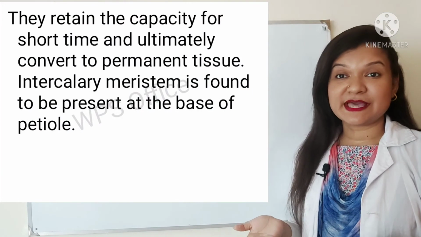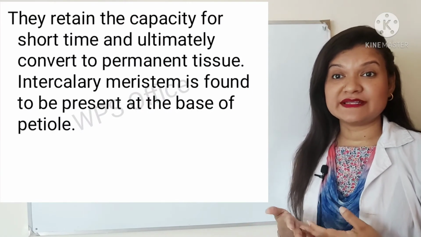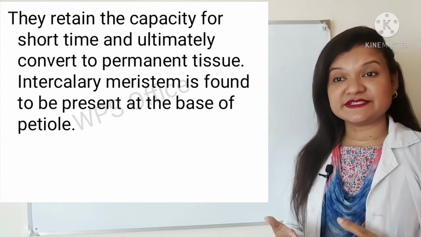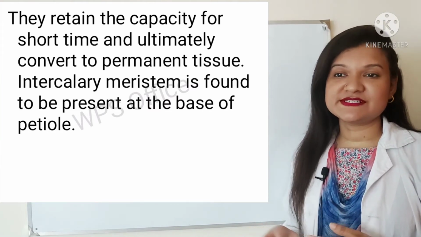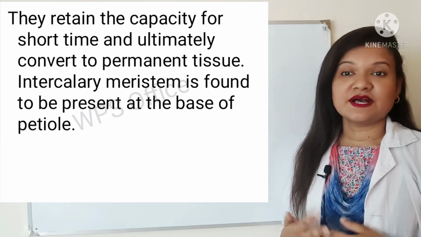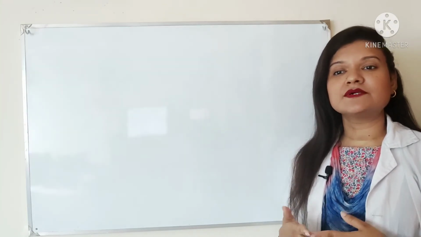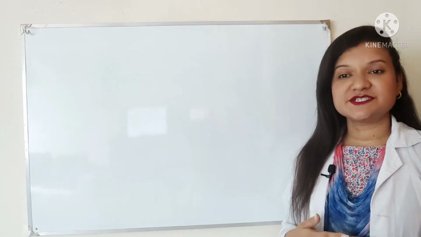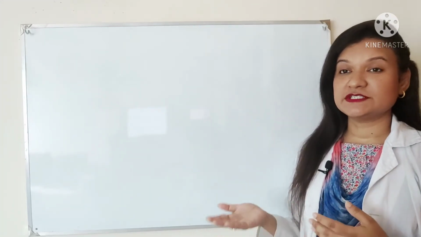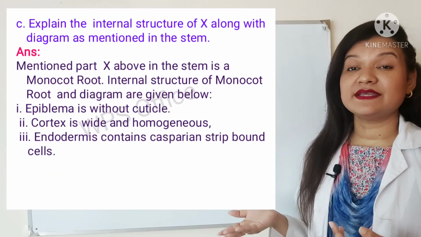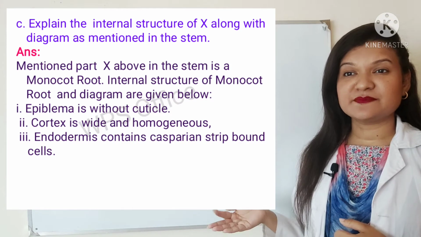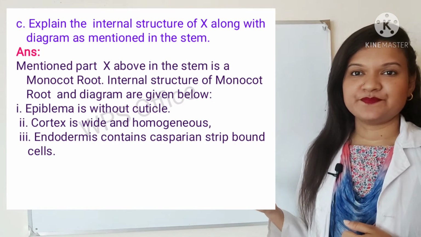They retain the capacity for a short time and ultimately convert to permanent tissue. Intercalary meristem is found at the base of the petiole. Now I will go to our applied-based question. Our applied-based question is: explain the internal structure of X along with a diagram, as mentioned in the stem.